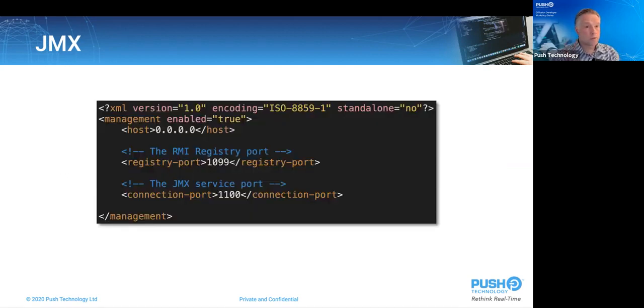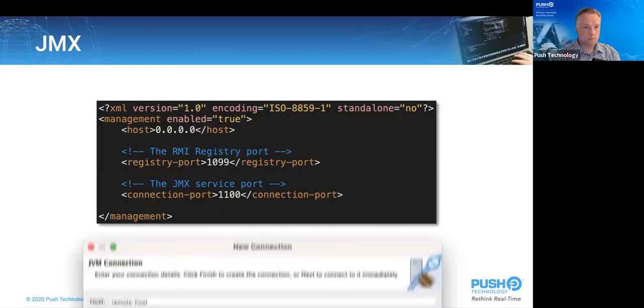To enable the Diffusion connector server, we open the etc management.xml file, and we find the root management element, and we set the attribute enabled to true. We set the host to 0.0.0.0, which will bind the connector server to all network interfaces on that machine. Or indeed, you could just nominate a specific one. The registry and connection ports are 1099 and 1100 only by convention. And then I've removed the key store element.